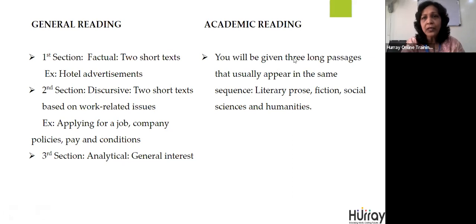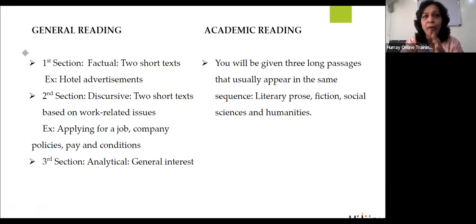For academic reading, you will have 3 long passages. These will not be divided into 2 smaller articles. You will just have 3 long passages, 1 to 13, 14 to 26, and 27 to 40. It would usually appear in this sequence. The first passage would be on literary prose. The second passage would be on fiction. And the third passage would be on social sciences and humanities. So these are the structure of the general reading test and the academic, and there's a very slight difference.